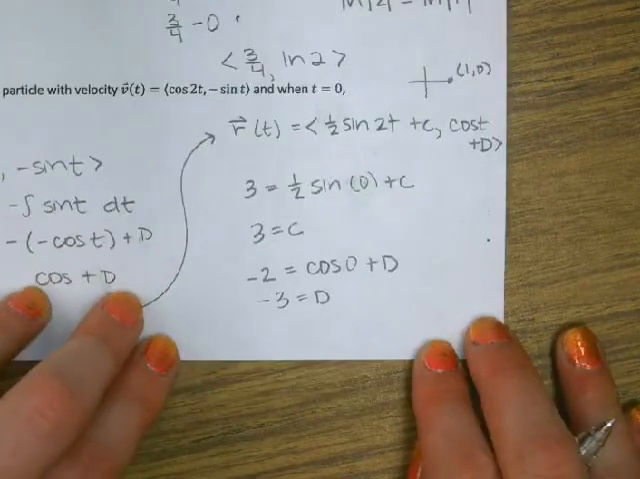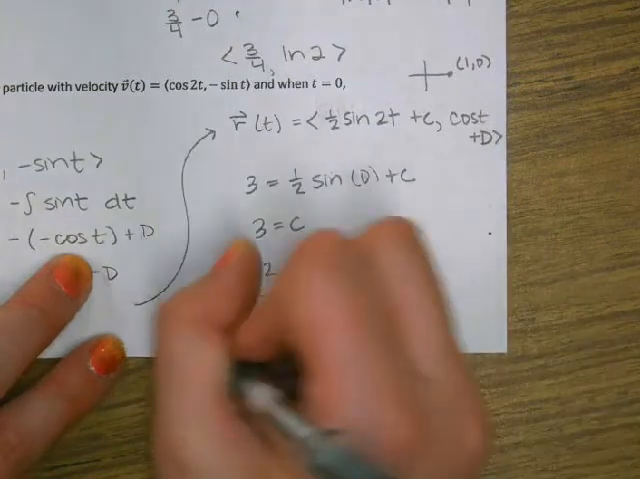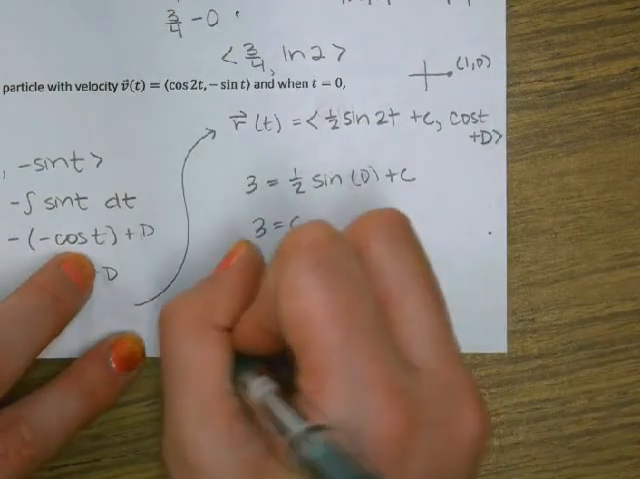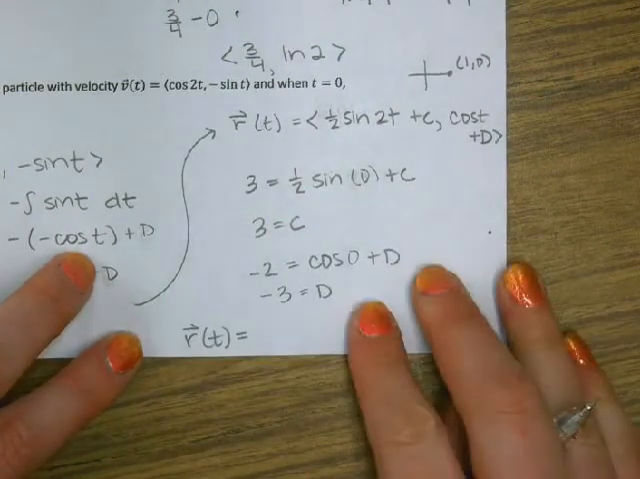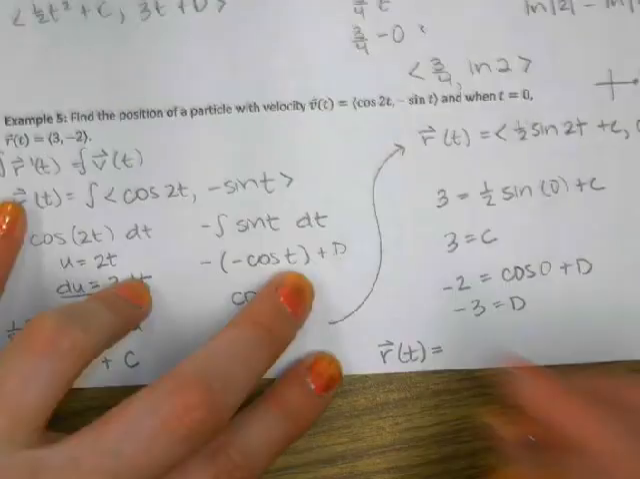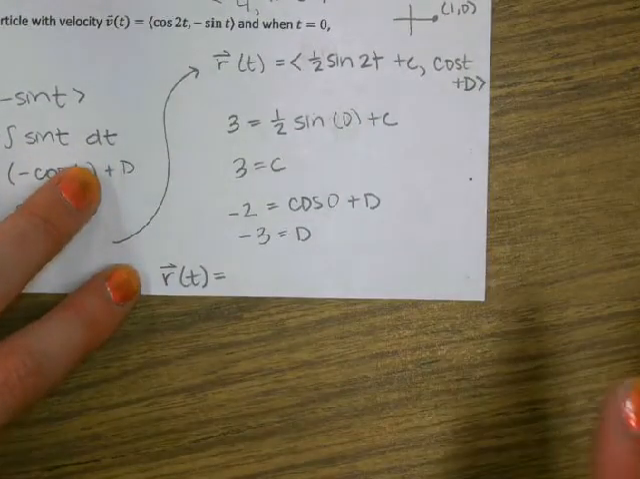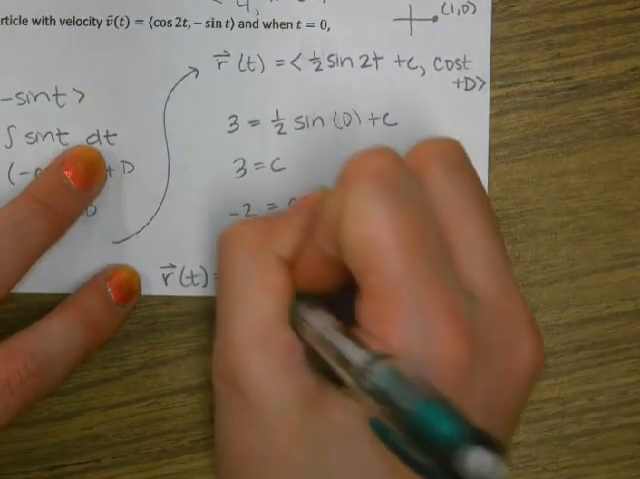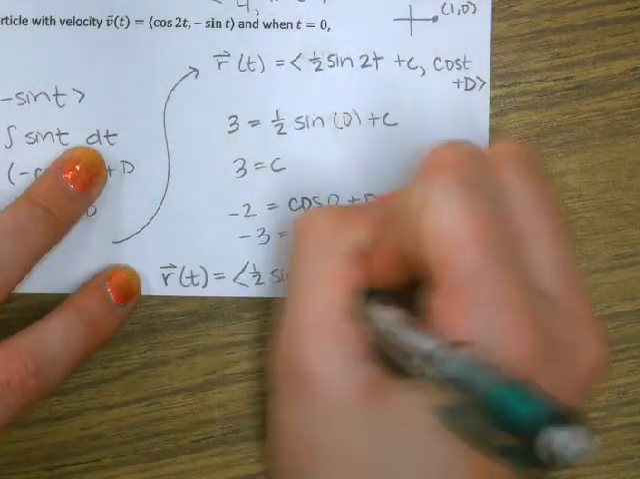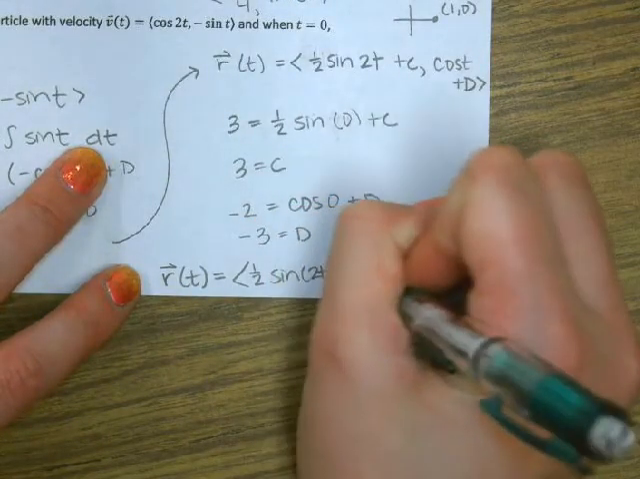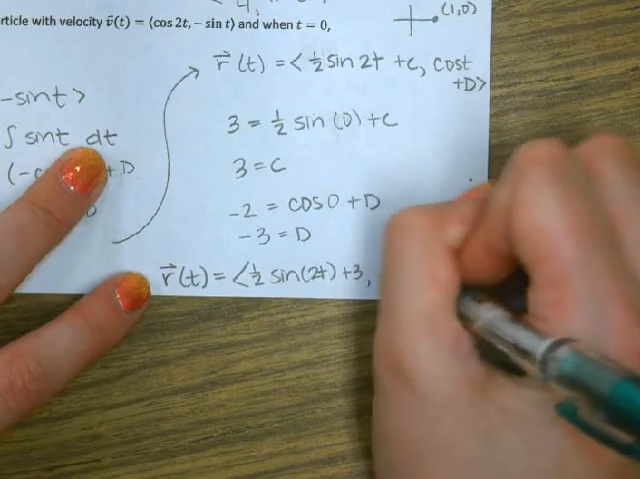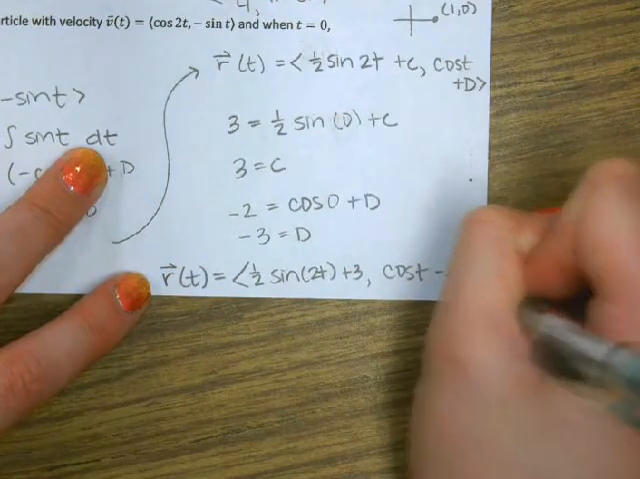All right, so the position of the particle is going to be given. So this was the position of the particle specifically when t was 0. Now I'm giving the general position of the particle for whatever t value you want to have. And that's going to be 1/2 sine of 2t plus 3, and then cosine of t minus 3.